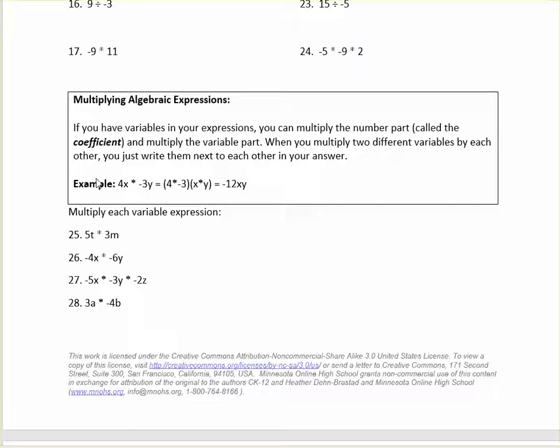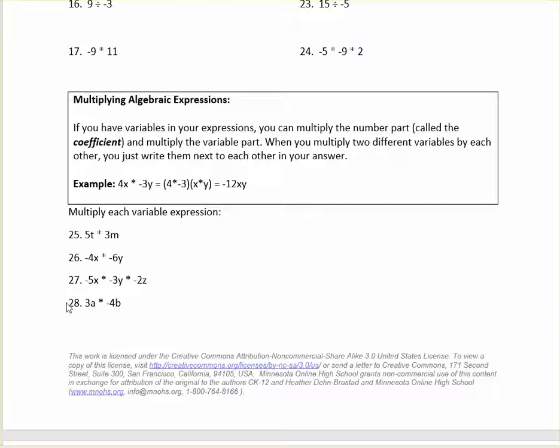So look at the example, 4x times negative 3y. When you multiply the coefficients, 4 times negative 3, you get negative 12. When you multiply x times y, you get xy. So you just write negative 12xy. Really, the only work here is multiplying the numbers in front, the coefficients, and then writing the variables after it.